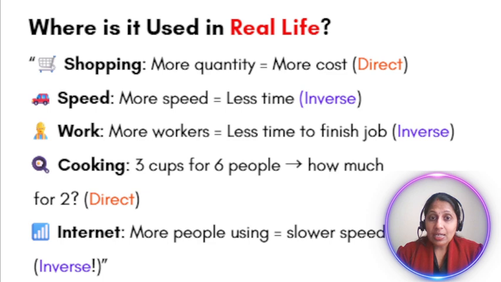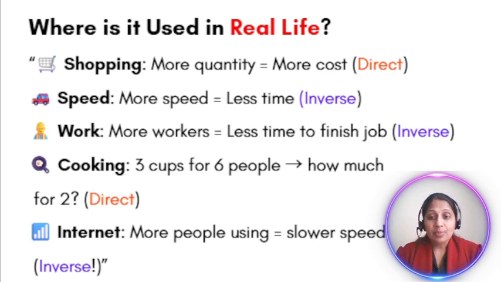Cooking. 3 cups needed for 6 people. So how many cups for 2 people? There is a decrease in the number of people, so obviously the number of cups will decrease. Internet. More people using it, so speed will be slower. Inversely related. So you have to understand the logic, then the variation becomes easy for you.